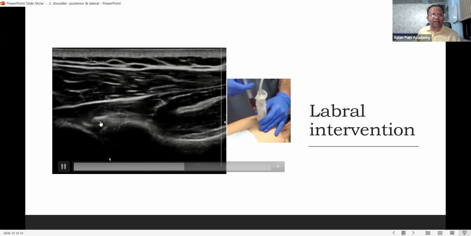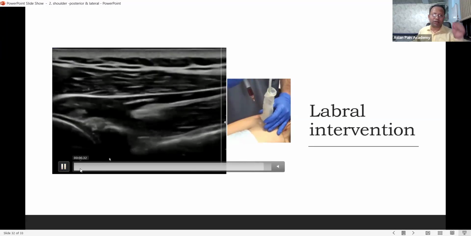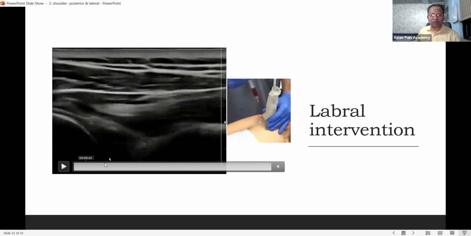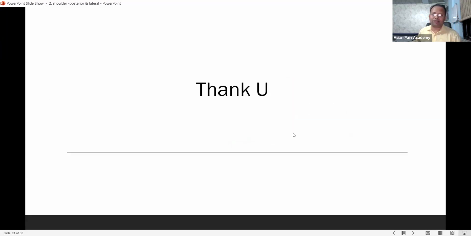Okay, so if that really matches the area through which you can go, then you can do the procedure, PRP injection in the labrum. But otherwise, this is not a very nice way to see a large part of the labrum. Only a small part can be seen. If really you can see a tear there and you can match it with the MRI, then you can do some intervention there.